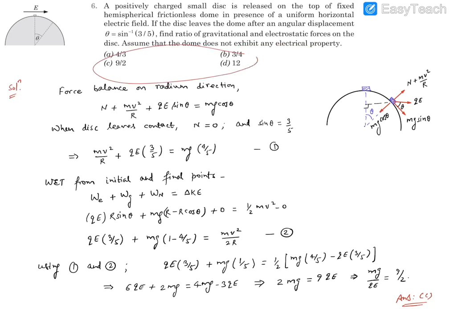So these are four options. We need to choose the right one. Now this is the situation. Let's reanalyze what it is. It's a disk over here, and this is the field. This is a frictionless dome, and if you release the disk it will move like this, and at this location it will separate from this dome. So an equivalent figure has been shown over here.